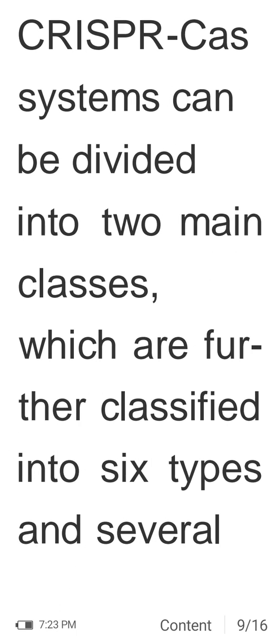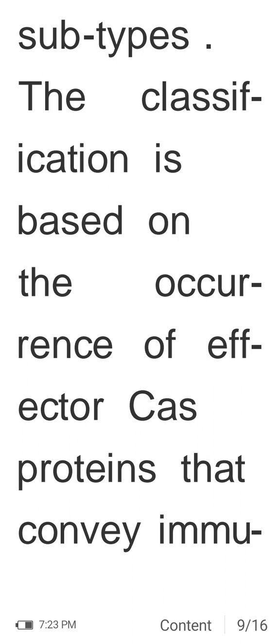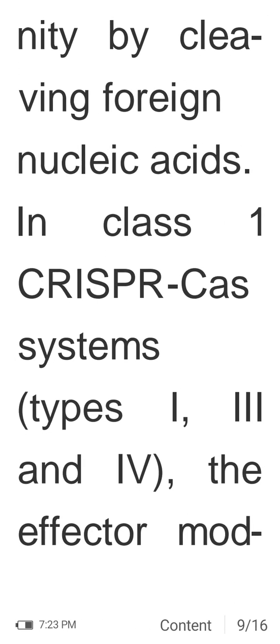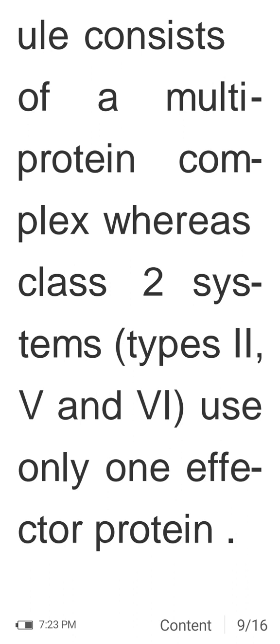CRISPR-Cas systems can be divided into two main classes, which are further classified into 6 types and several subtypes. The classification is based on the occurrence of effector Cas proteins that convey immunity by cleaving foreign nucleic acids. In class 1 CRISPR-Cas systems, types 1, 3 and 4, the effector molecule consists of a multi-protein complex, whereas class 2 systems, types 2, 5 and 6, use only one effector protein.